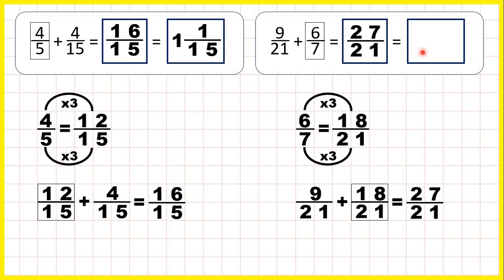27/21, which we can write as a mixed number as 1 and 6/21, because 1 times 21 is 21, but then we need 6 more to get to 27.